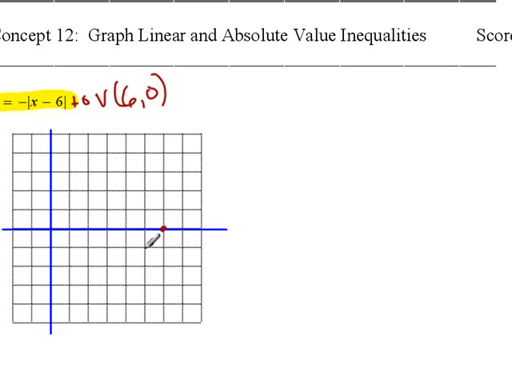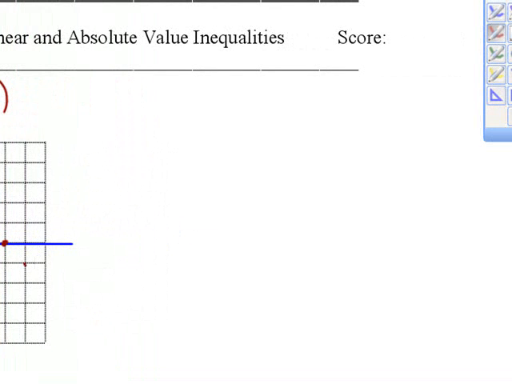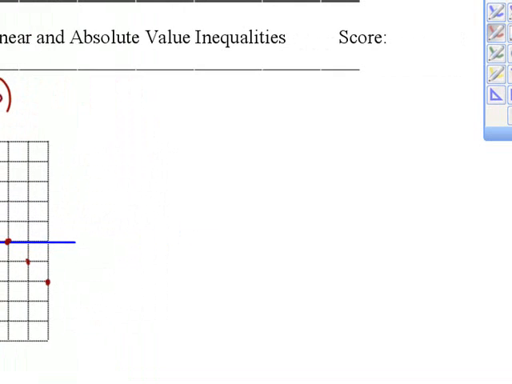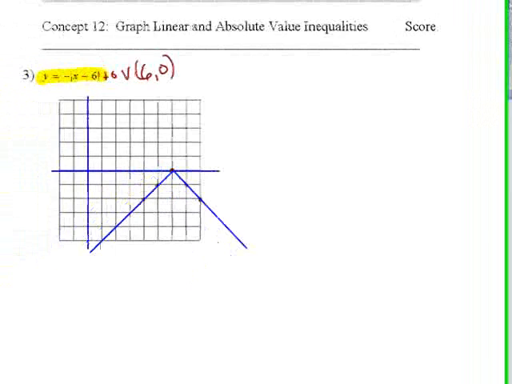Go down 1 over 1, that'll give me that slope of 1. And then down 1 over 1 gives me that steepness of 1 on this side also. And I can go ahead then and draw my absolute value. Any questions here?